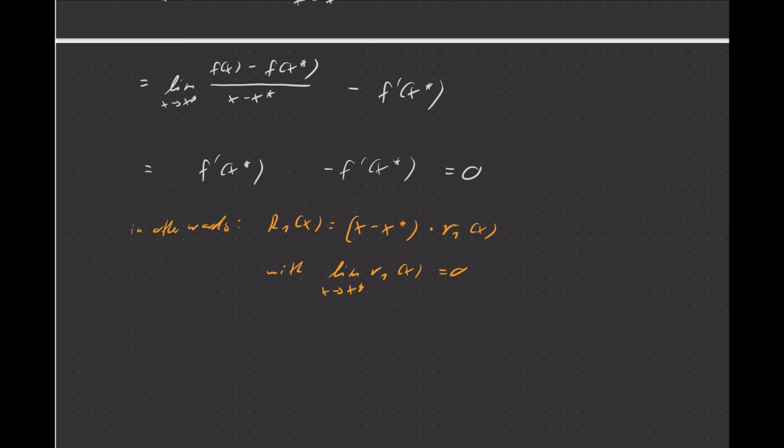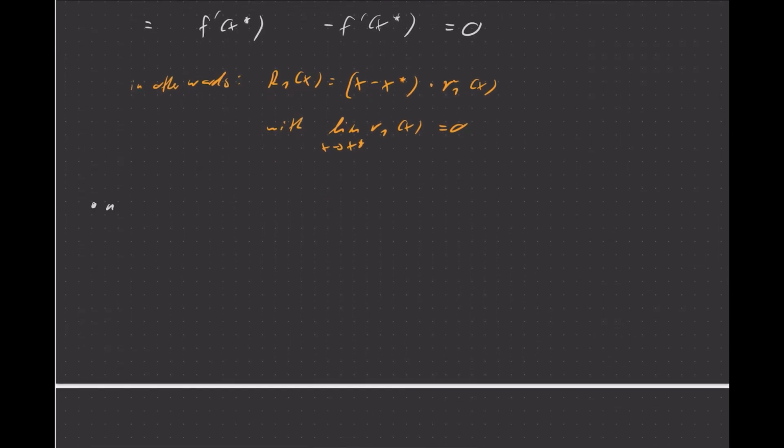Now, of course, in a similar way, we can have a look at the case of n equals 2. Now for n equals 2, we'd like a bit more. What we want to have a look at is the term R2 of x divided by x minus x star squared. We now have an approximation of order 2. So we'd like that to be even better, meaning the remainder should go to 0 even quicker.